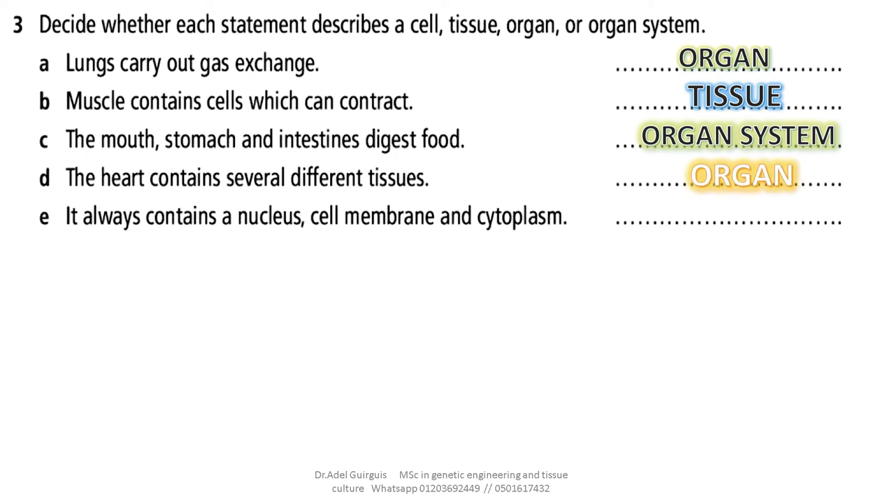What about E? It always contains a nucleus, cell membrane, and cytoplasm. This description is for what? A cell. Okay, we finished number 3. Let's start number 4.